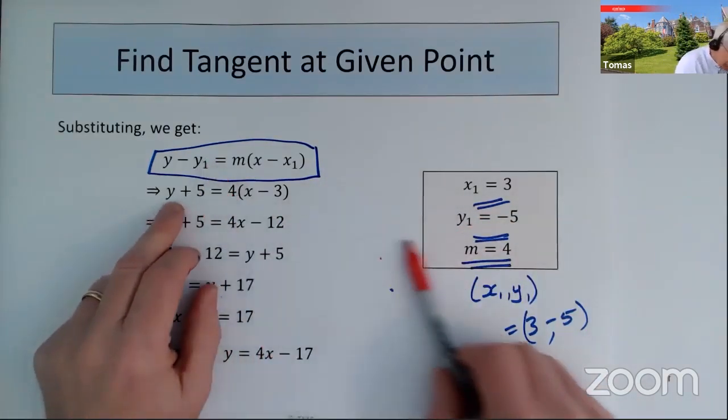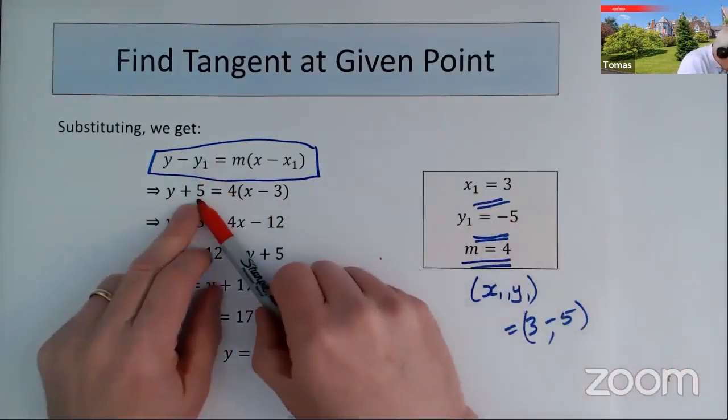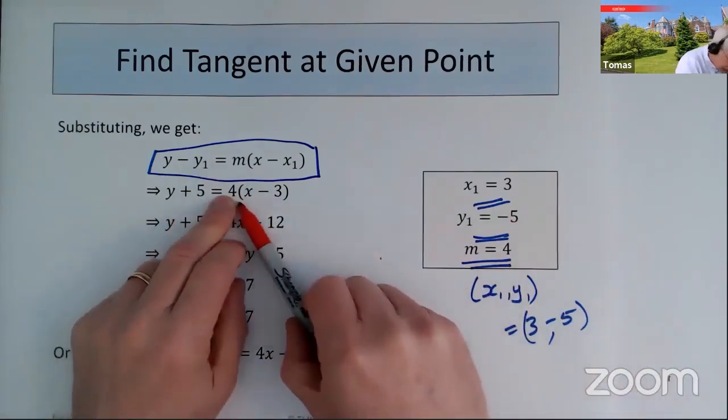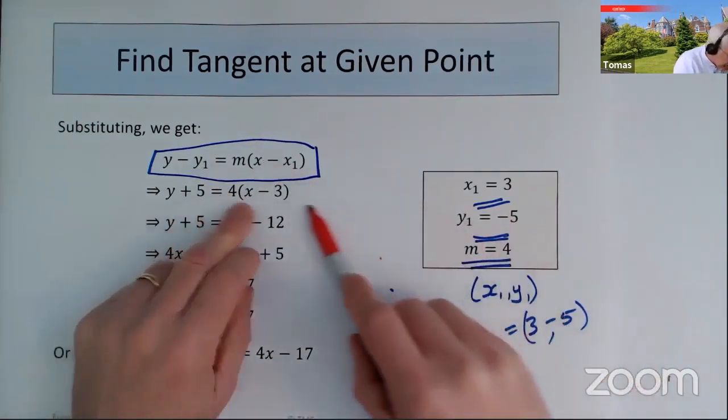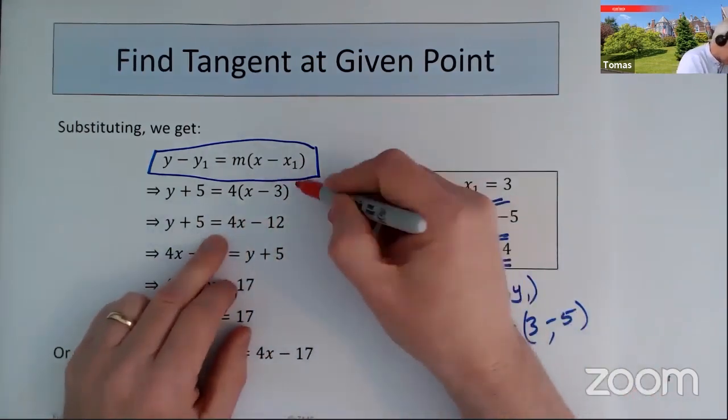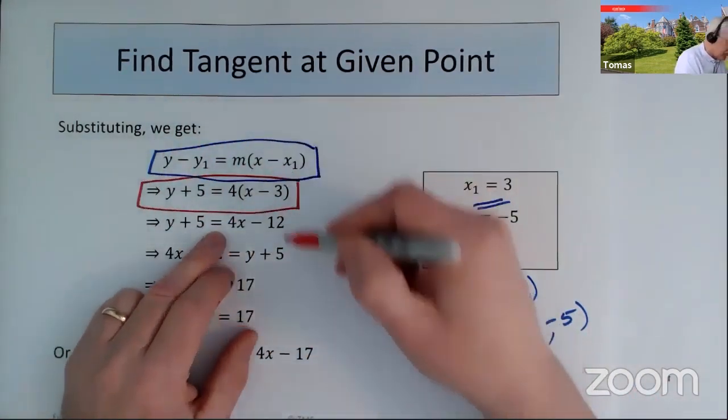So y1 is minus 5, so y plus 5 is m, which is 4, times x minus x1, that's minus 3. So that's the equation now in that sense. Okay, there's the equation.